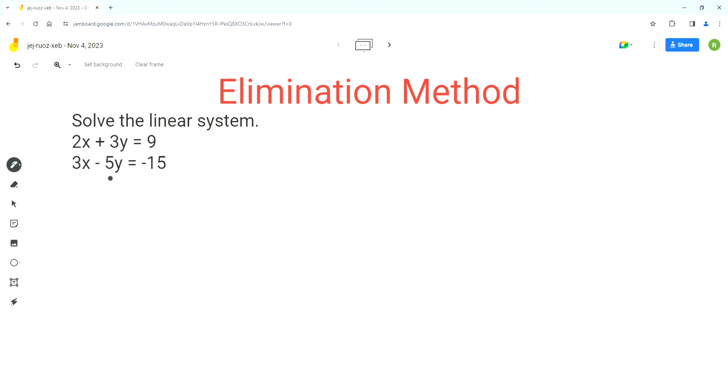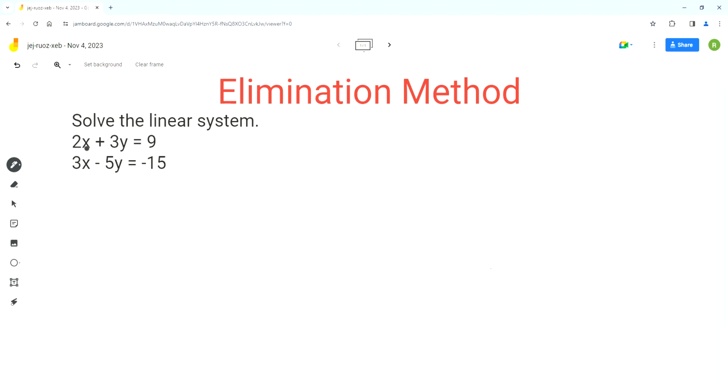Now in the elimination method, we typically just add or subtract the equations to cancel out one of the variable terms, and we solve for the other leftover variable. Now in this case, if we add these two equations, the x terms won't cancel each other out, the y terms won't cancel each other out. So that means adding these two equations won't help us. Now if we subtract these two equations, again 2 minus 3 won't eliminate the x terms. And if we do 3 minus negative 5, that won't eliminate the y terms.